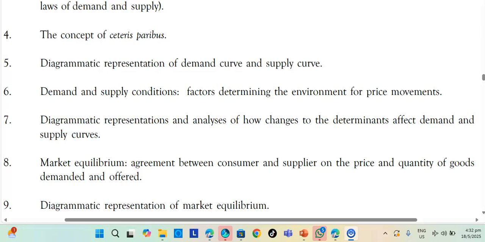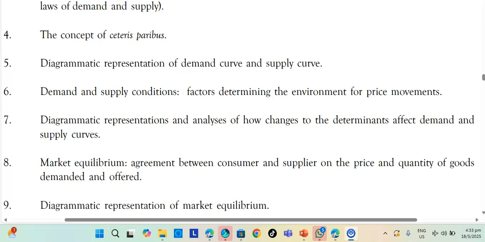Another factor that affects demand conditions is consumer preferences and taste. When a product becomes more popular or fashionable, demand increases. If tastes change and people lose interest, demand falls. So if a celebrity wears a certain brand of shoes, many fans may want to buy the same shoes, increasing demand.